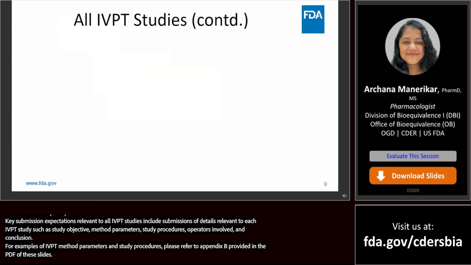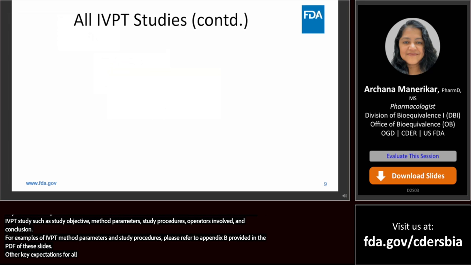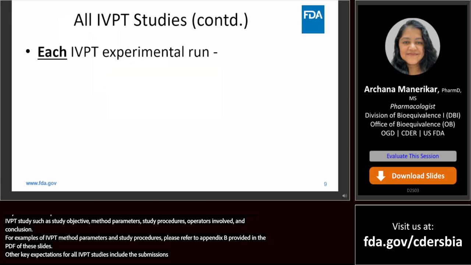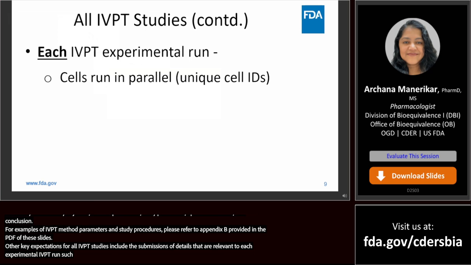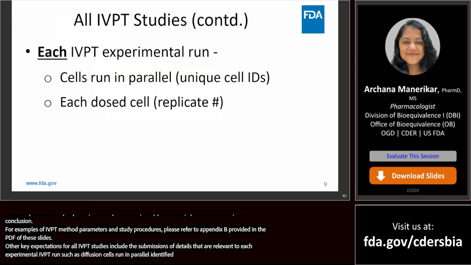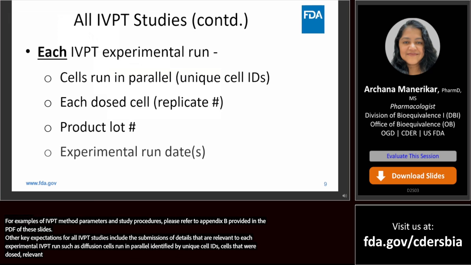Other key expectations for all IVPT studies include the submissions of details that are relevant to each experimental IVPT run, such as diffusion cells run in parallel, identified by unique cell IDs, cells that were dosed, relevant product lot numbers, and experimental run dates.